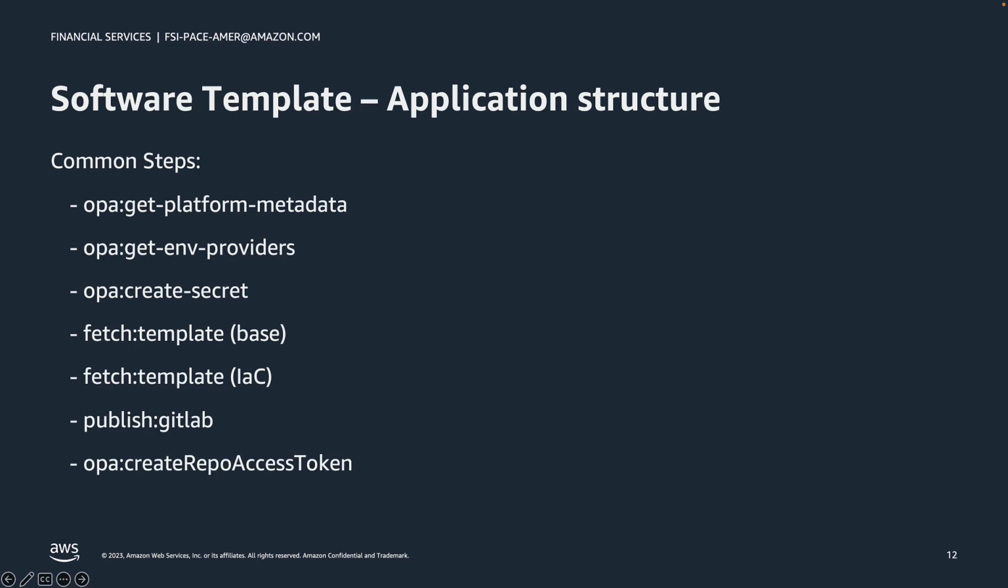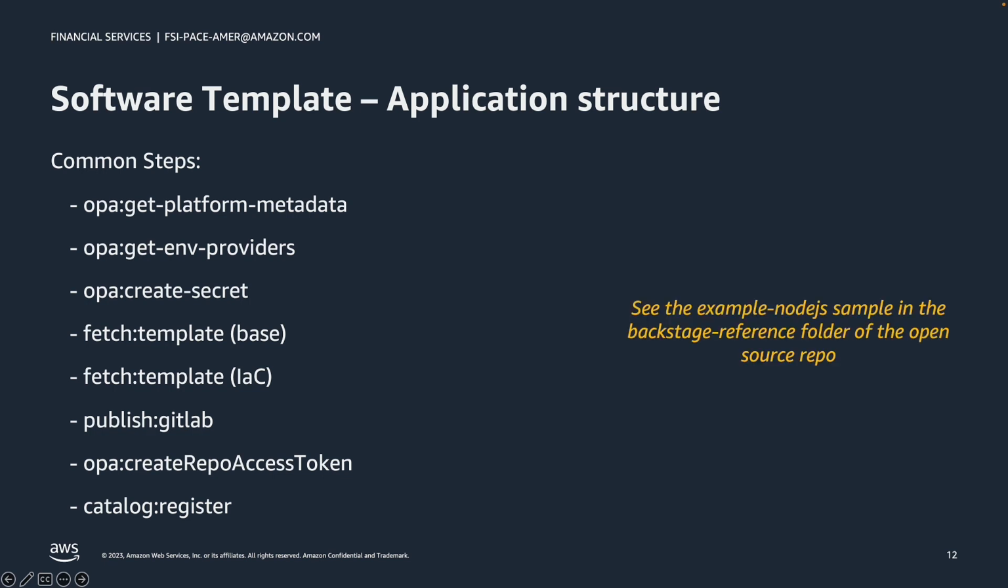So that we'll have a way to offer authorized developers a simple way to clone the repository, we'll create an access token and store it in a secret, and then register the new application into the Backstage catalog. There are several application template samples in the Backstage reference folder of the open source repo.